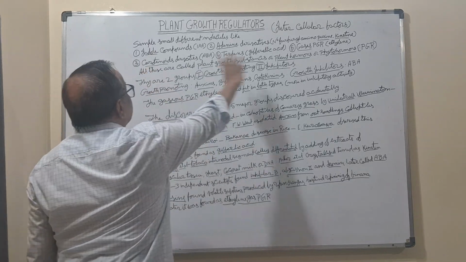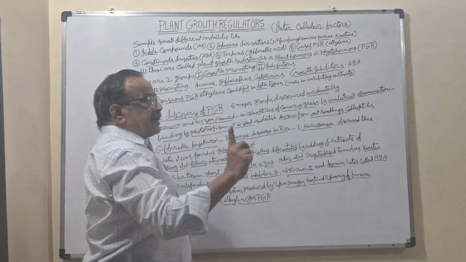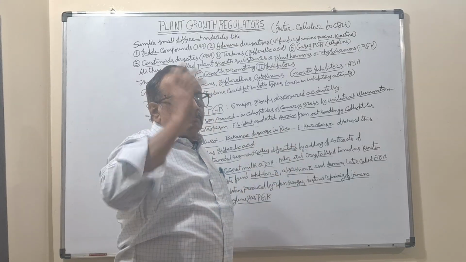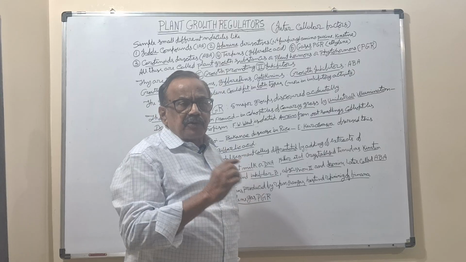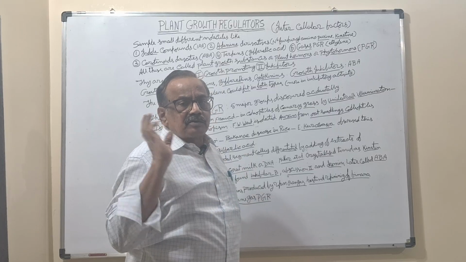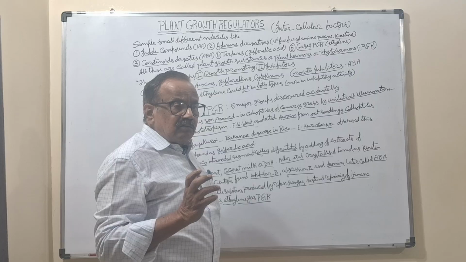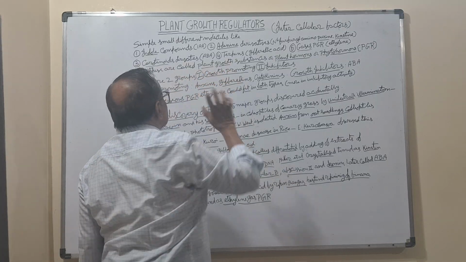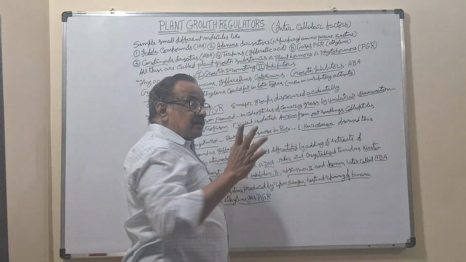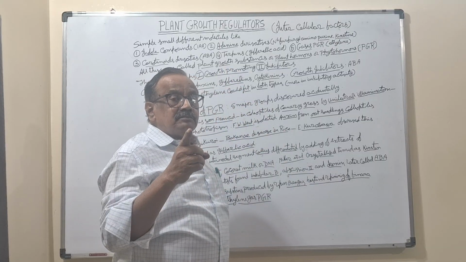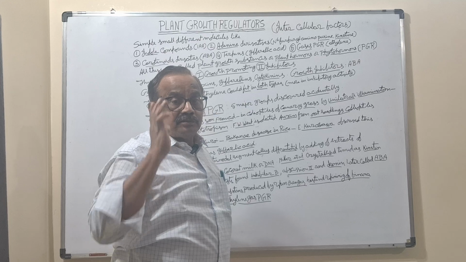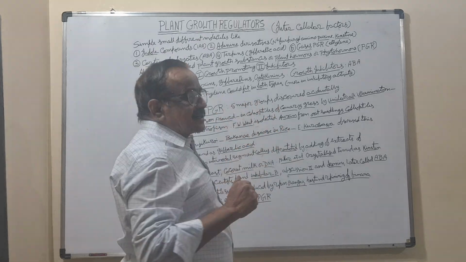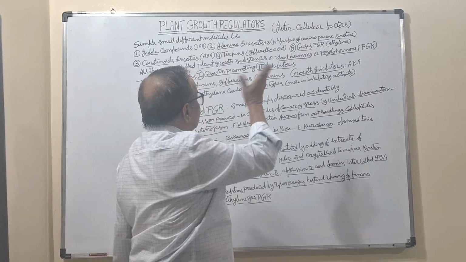Now, how many bits will come from this? We'll see. Secondary metabolites produce the following plant growth hormones. Carotenoids are secondary metabolites, and terpenes are also secondary metabolites. These two will come; you can get them in matching or statement questions. And next is the gaseous PGR.